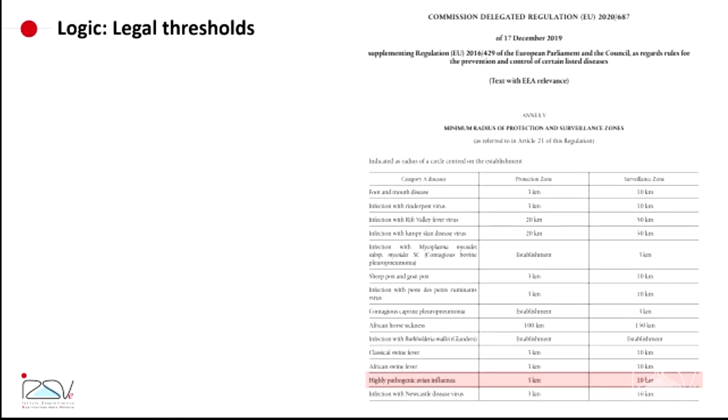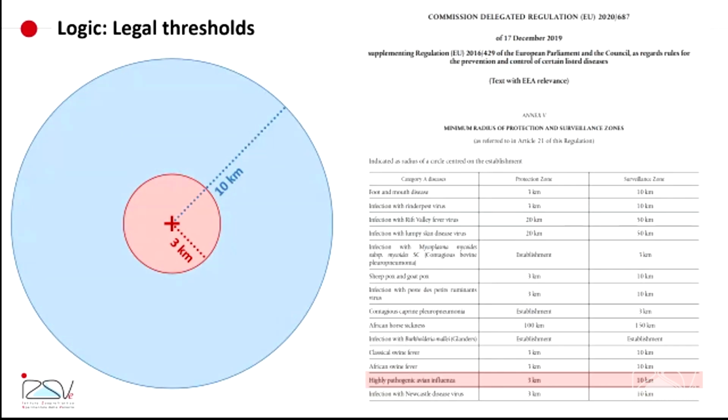Or you can have some legal threshold. In this case, it is the animal health law from Europe. They say that you should have a 3 kilometer zone around the farm for protection zone and a 10 kilometer zone. So you have the infected farms and you have the two zones.